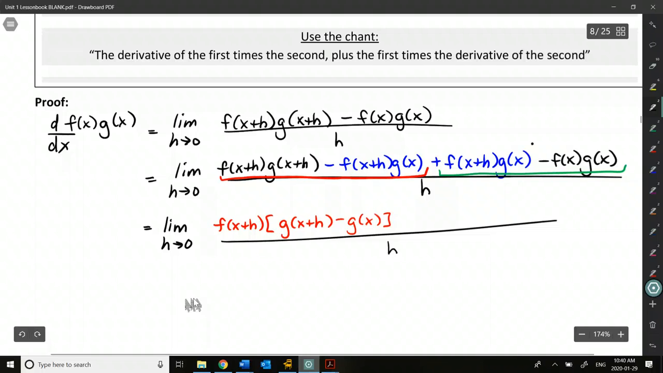And second group of terms, what's common there? G at x is common, yep. So we can take that one out. And we are left with f at x plus h minus f at x.